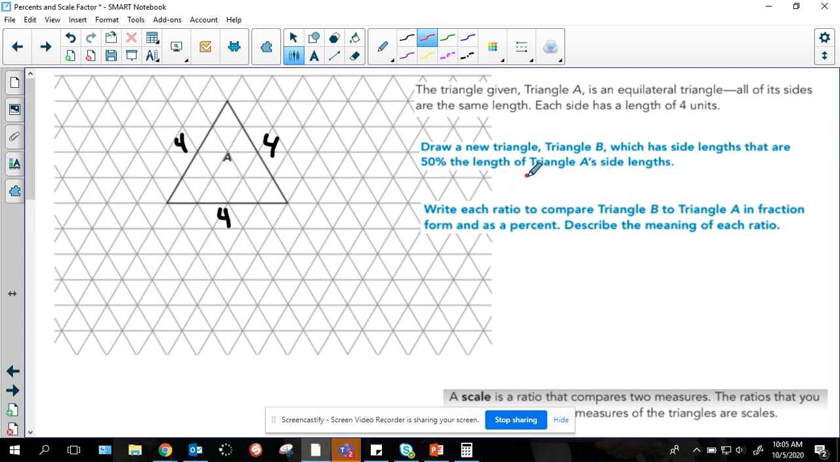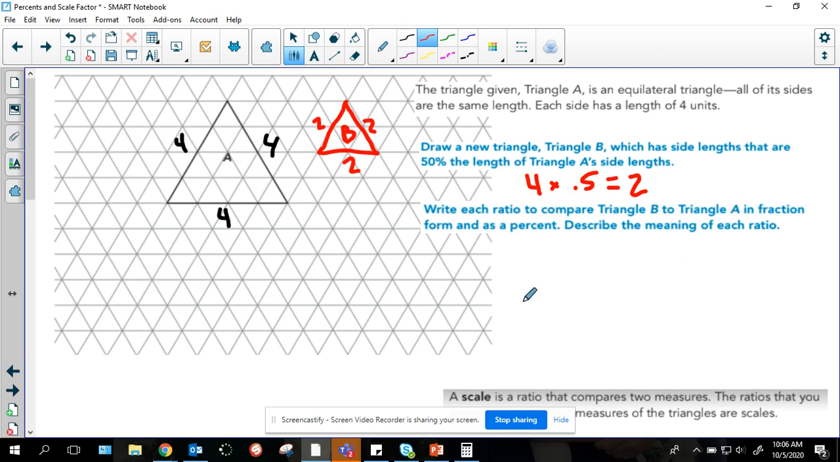So to figure that out, I'm going to take the length of triangle A and I'm going to multiply it by 0.5 because that's 50% as a decimal, and I get 2. So triangle B is going to have side lengths of 2. And this would be my triangle B. So what we just did was scale down triangle A to make triangle B.